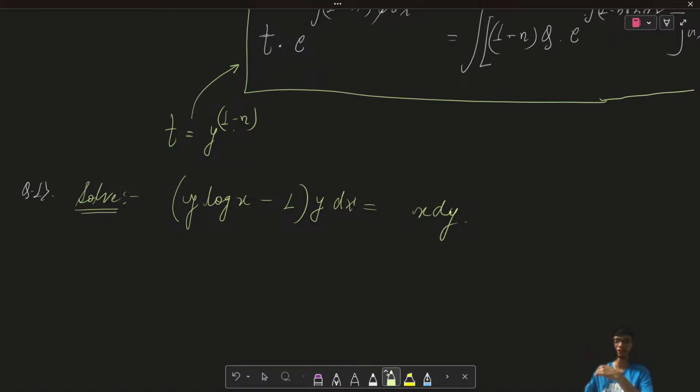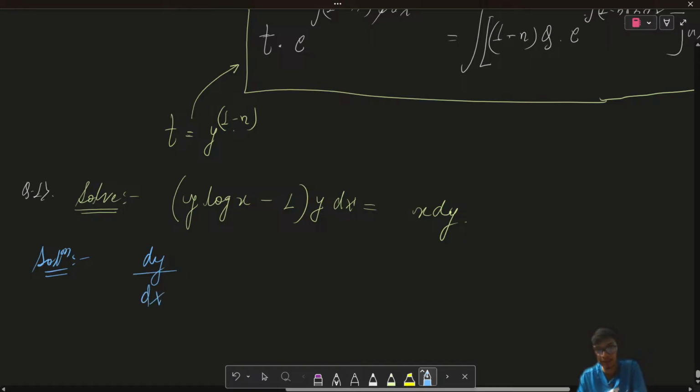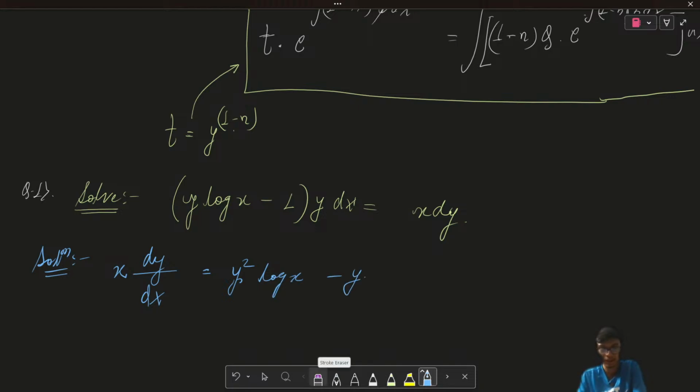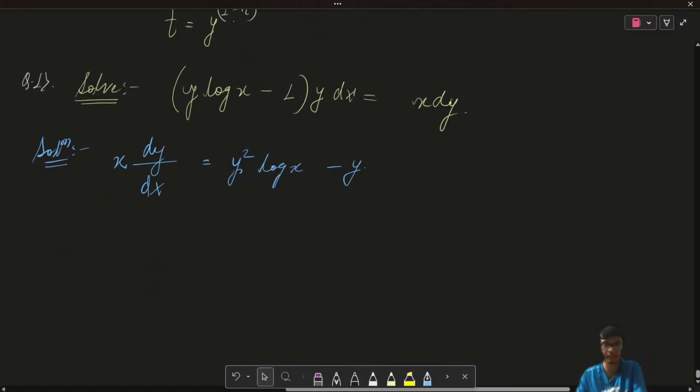So the first and foremost thing that you need to do over here is to write the equation in the form of dy upon dx, right? If I write in dy upon dx, we have one x over here. So I can write it as x times dy upon dx is equal to y square into log of x minus y. Now I can take this and simplify.